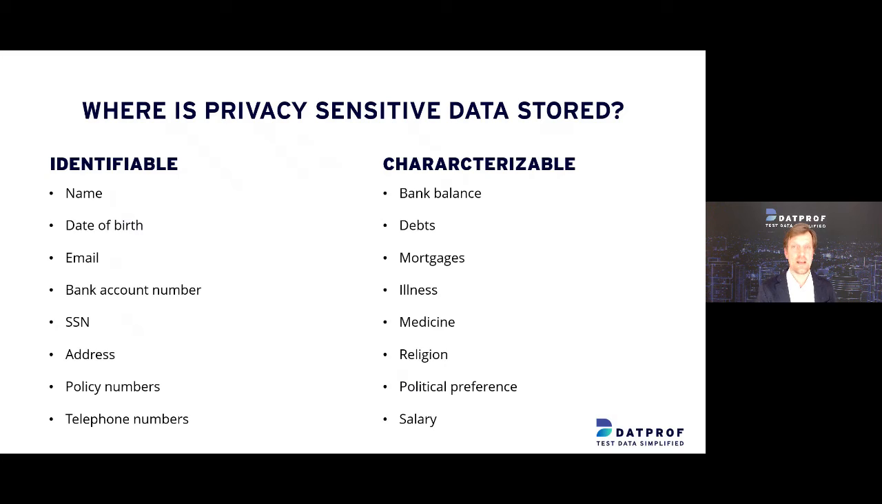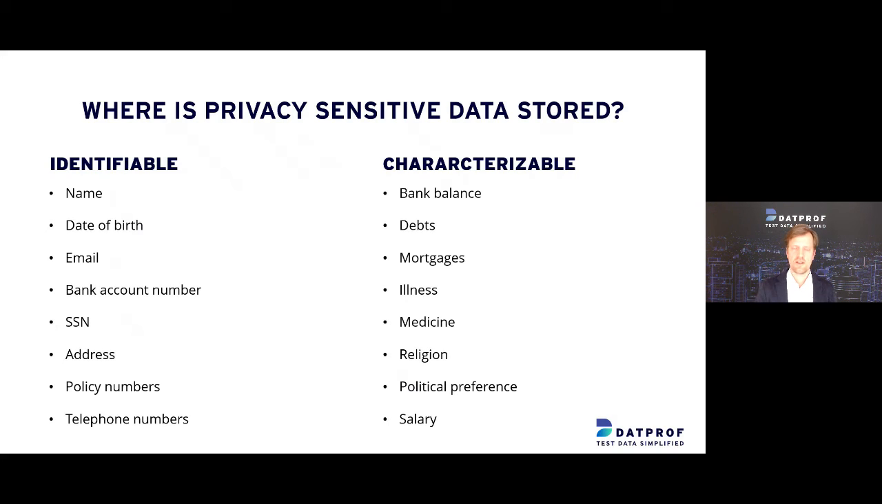The identifiable data is in most cases less privacy sensitive because it just gives you a name from a single person. But if you also have an understanding on what kind of mortgages this person has, or what kind of medicine he uses, or what kind of religion he or she has, then this is really more privacy sensitive information. So typically, the characterizable data is more privacy sensitive.